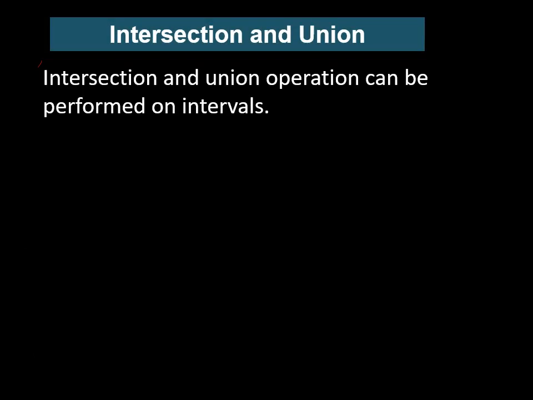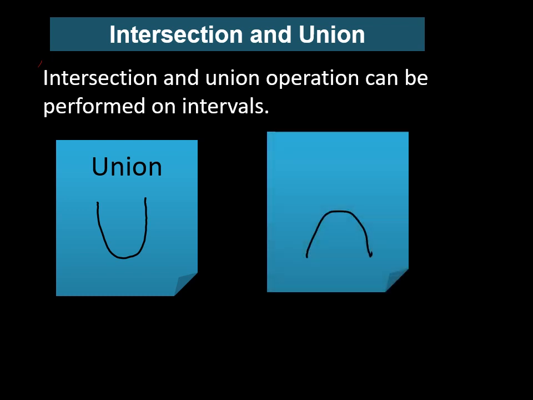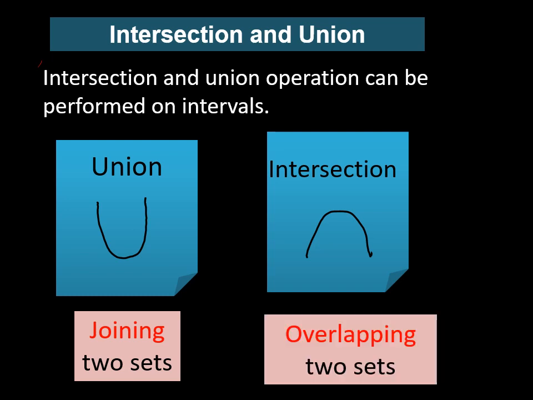Okay, for intersection and union between two sets, these operations can be performed on intervals. Union we represent as U, and for intersection we use the upside-down U. So what is union? Union is to join the two sets, and for intersection we find the overlapping part of the two sets. Okay.